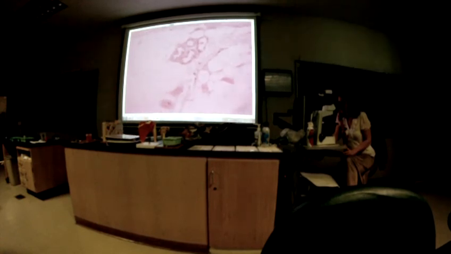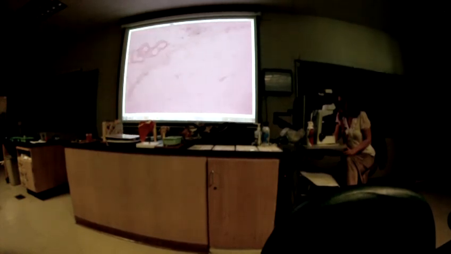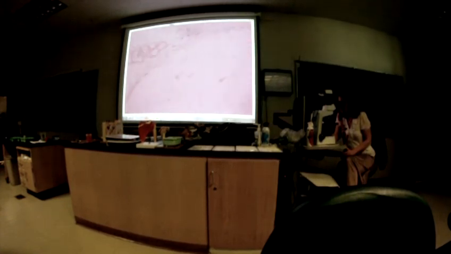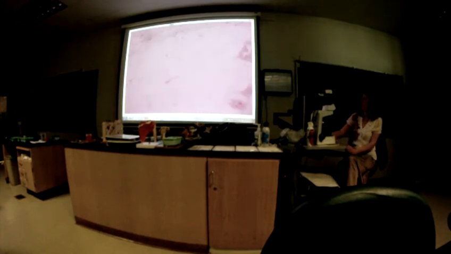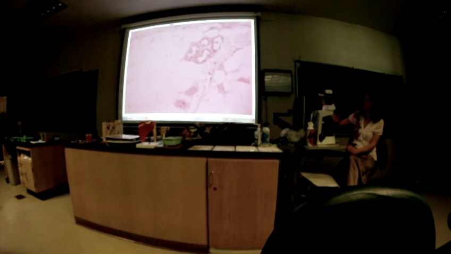Different than the other one. Would you do that again? Oh, sorry, I was turning it. Yeah. Okay. That's a little different than the other ones we saw. It's the other type, so the lumen is a little bit bigger. That's the sweat gland. So the lumen is bigger in those.